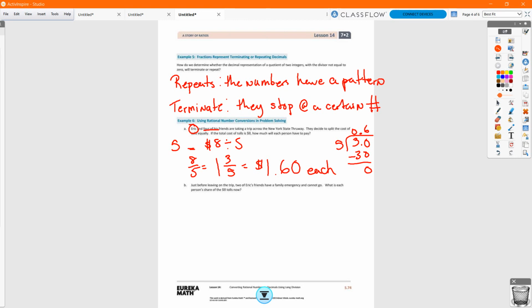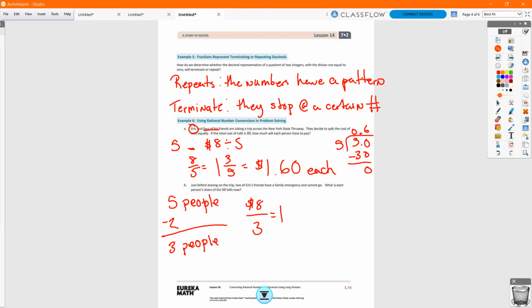Just before leaving on the trip, 2 of Eric's friends have a family emergency and cannot go. What is each person's share of the tolls now? So originally, we had 5 people on the trip, but 2 have to duck out. They cannot go. So that means I've got 3 people now. So that means I've got $8 being divided amongst 3 people, which is the same as saying 3 can go into 8.